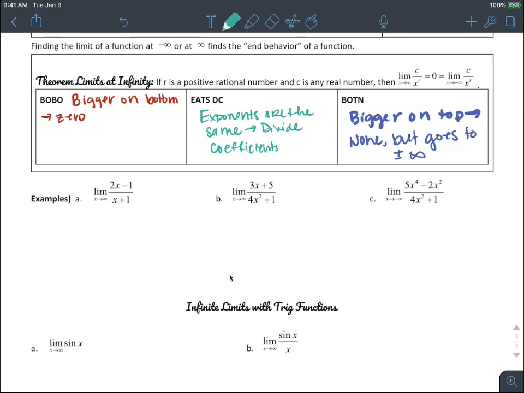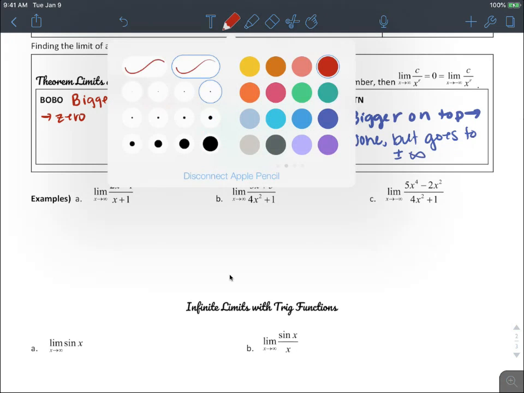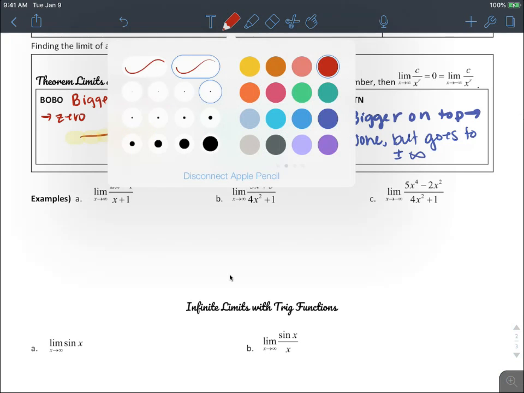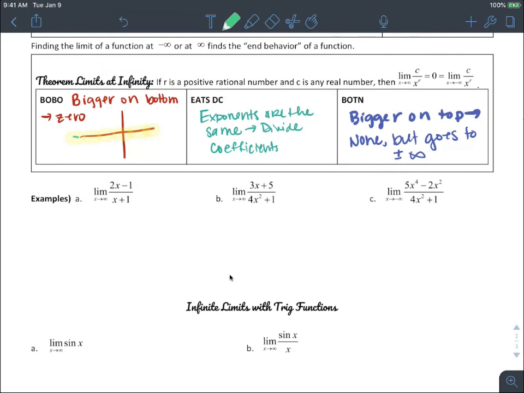So it's going to look something like this, with an asymptote at 0. Let's make it green. Okay, boom. Asymptote at 0. So the graph will get closer and closer and closer to 0.